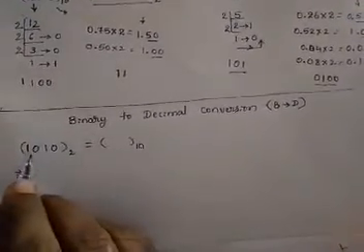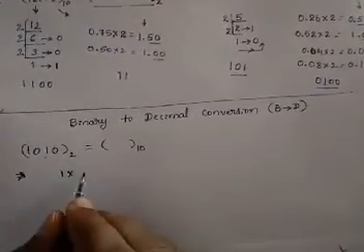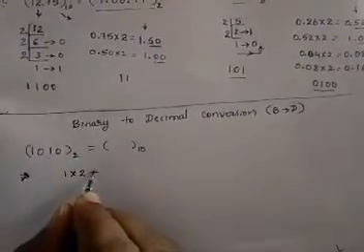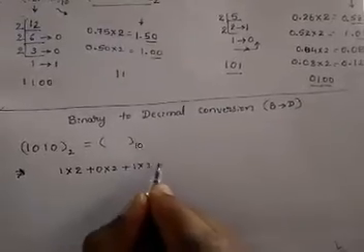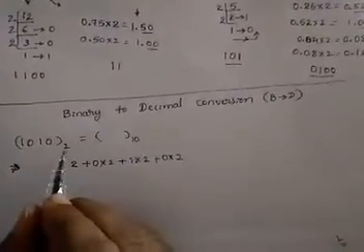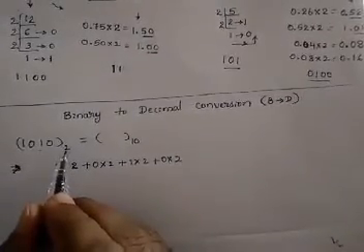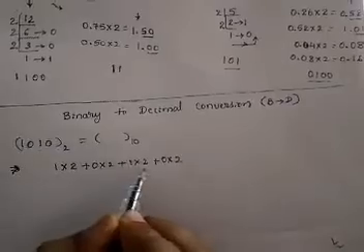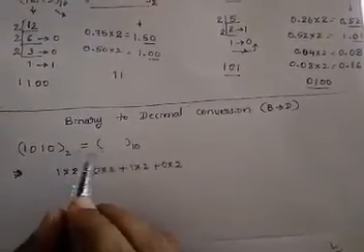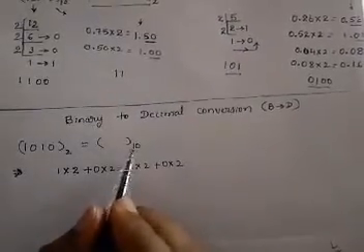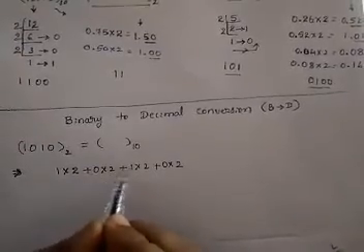First, take the binary number and convert it to the decimal number system. That's the expansion method: 0 into 2 plus 1 into 2 plus 0 into 2. Whatever the radix or base is, you have to consider it. For example, if it is octal, you consider 8, 8, 8, 8. For hexa, or whatever base number system is being converted to decimal, you multiply with that base.